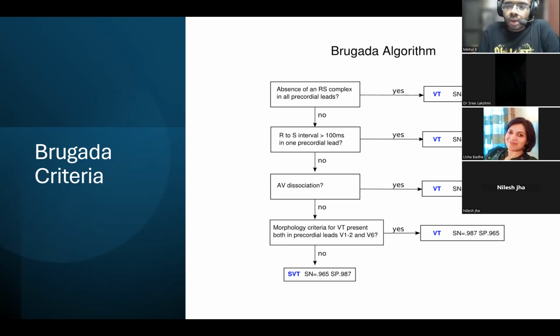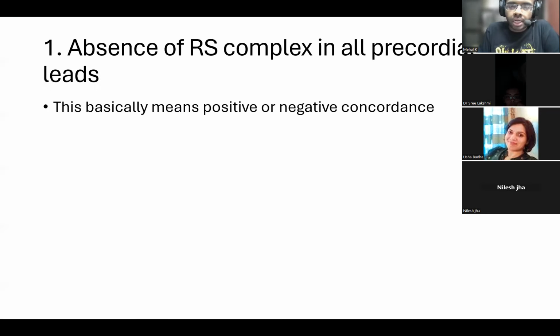So how do you actually remember this? You can use a mnemonic. The commonly used mnemonic is CRAM. C is for concordance, R is for the R to S interval, A is for AV dissociation, and M is for the morphological criteria, CRAM. And we'll go through each one by one.